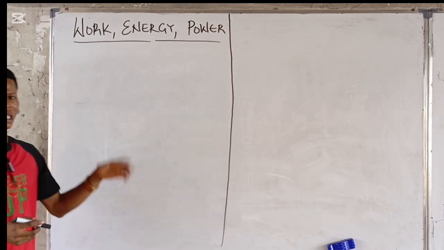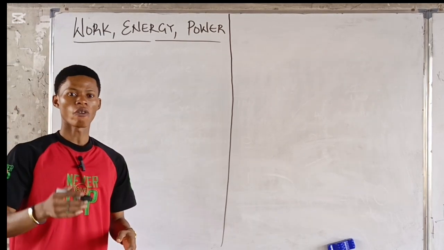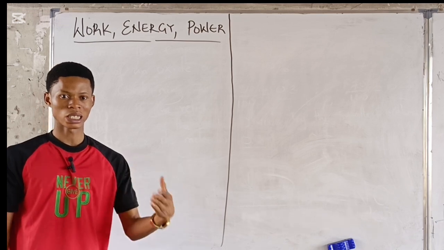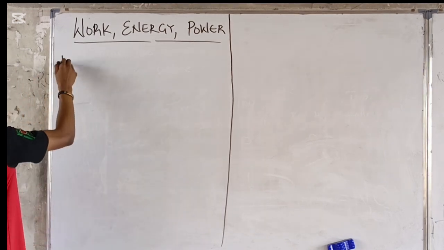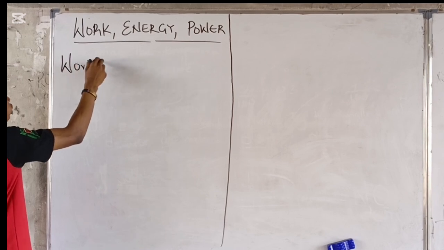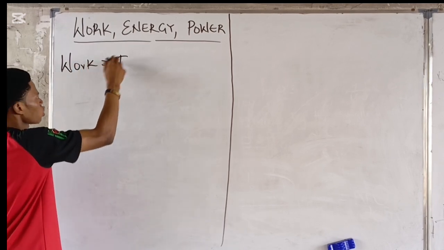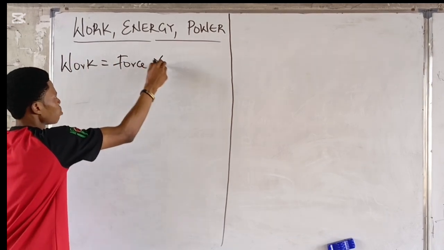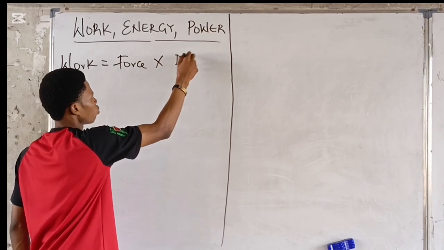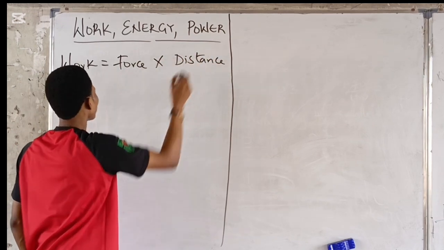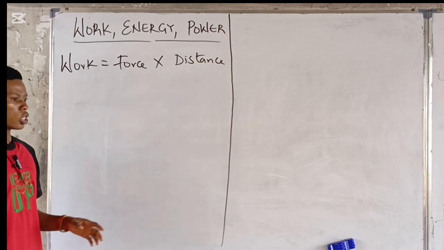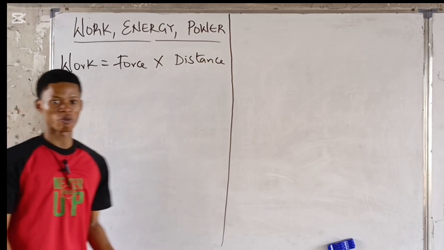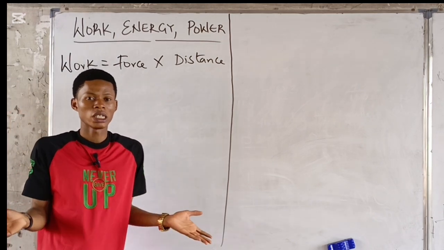Now work is the product of force and distance moved. So when we're looking at work, we're just looking at force times the perpendicular distance moved. So we can say that work is equal to what? Force times distance. So if you apply force and there's no movement, there's no distance moved, then there's no work done.